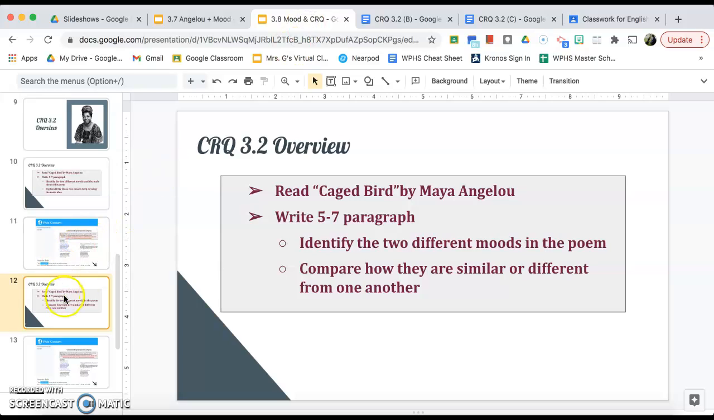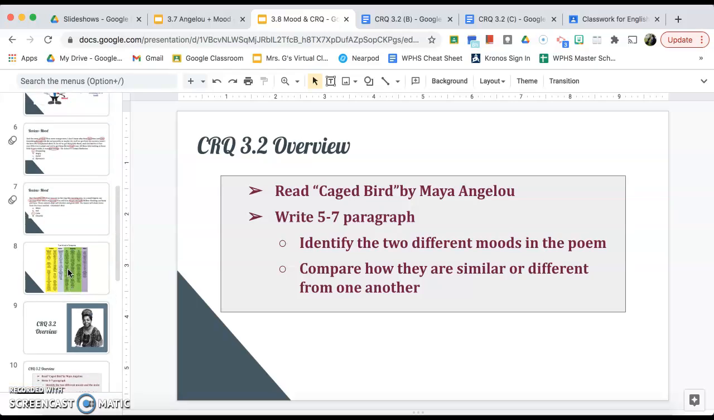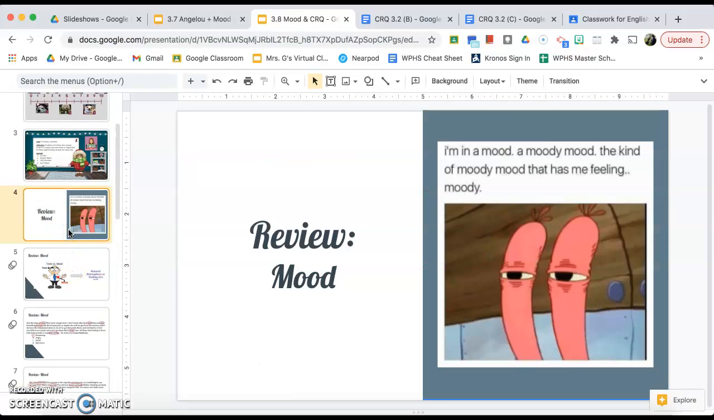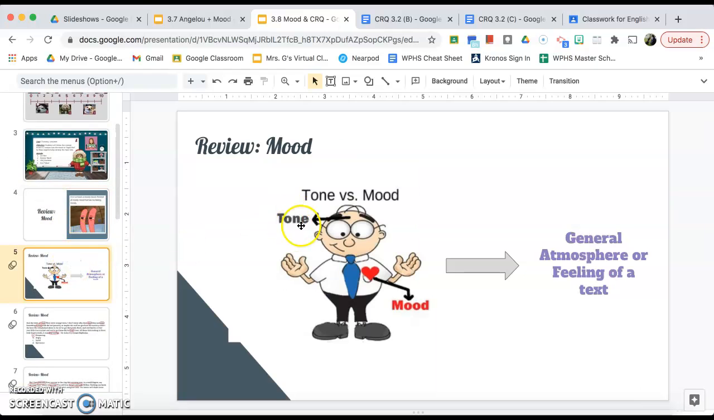So for a brief review, when we look at what is mood, if you weren't here last class, we talked about two different terms last class. We talked about tone and mood. Now we're not talking about your personal emotions or the tone you take with your parents. When we're reading, tone refers to what the author thinks about the subject. It's the author's attitude, how they think about it. Mood refers to what the readers get out of it, what the readers feel about the text.